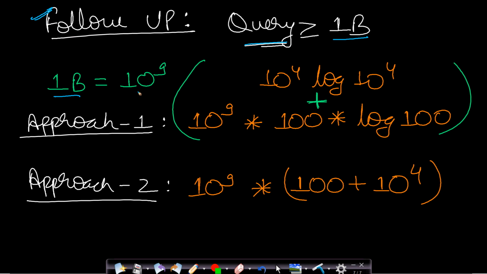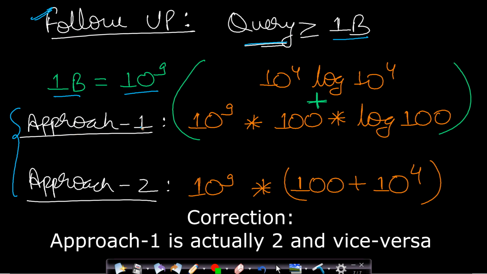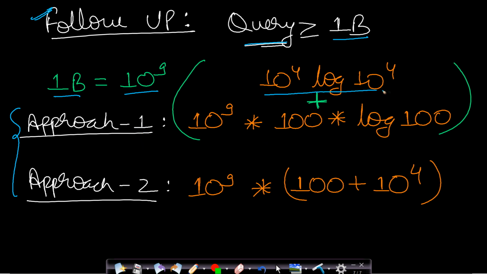So 1 billion is nothing but 10 to the power 9. So which approach will be best suited in order to solve this problem when queries are very large? If you apply the first approach, what we were doing is first creating the map, and then we had nothing to do with string S.